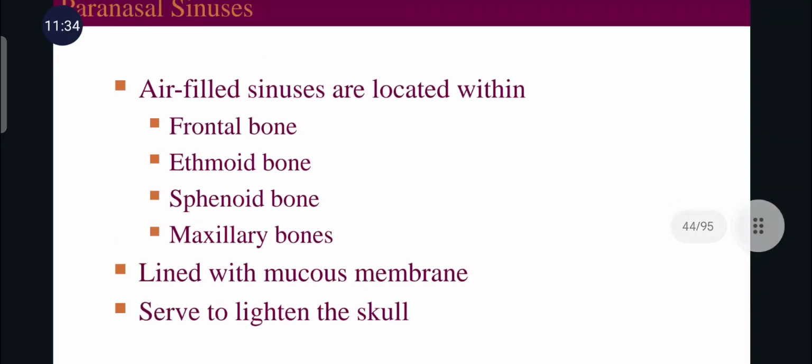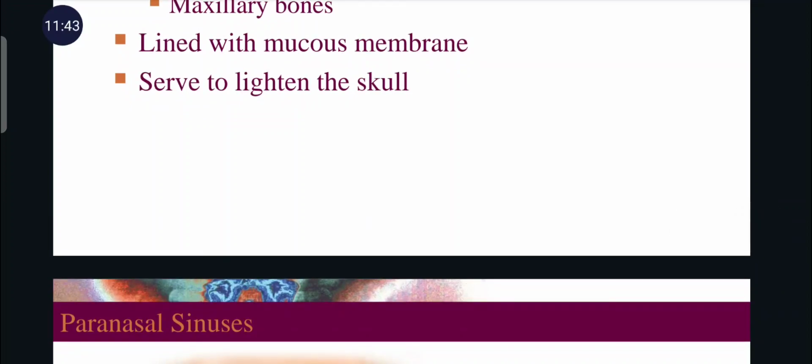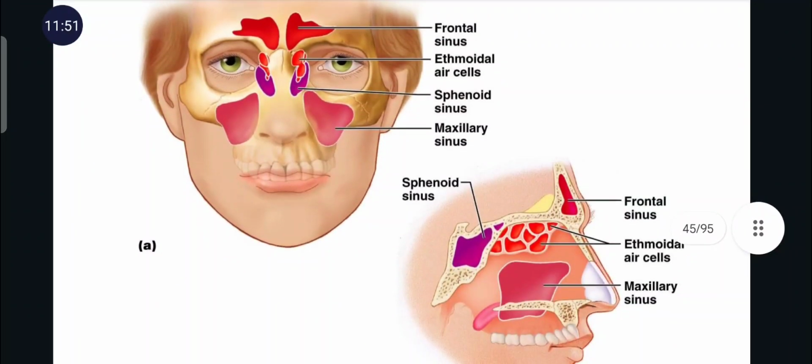Paranasal sinuses are air-filled sinuses which are located within the frontal bone, ethmoid, sphenoid, and the maxillary bones. They are lined with mucous membrane and also serve to lighten the skull by filling the cavities with air. So these are the sinuses or the air cavities wherein the air is filled.